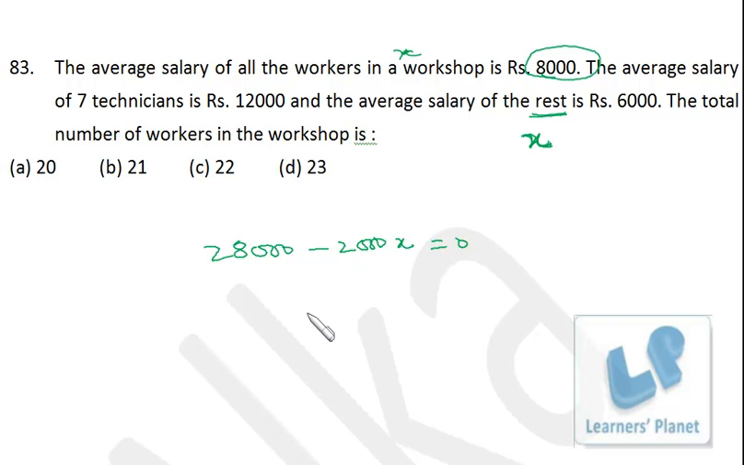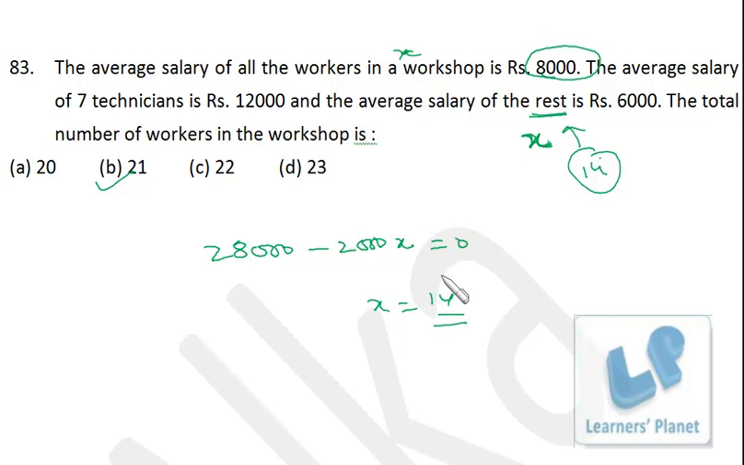So the sum of the deviations is 0. So X is equal to 28,000 by 2,000, that is 14, right? So this rest is actually 14. So the total number of workers must be 14 plus 7, that is 21.